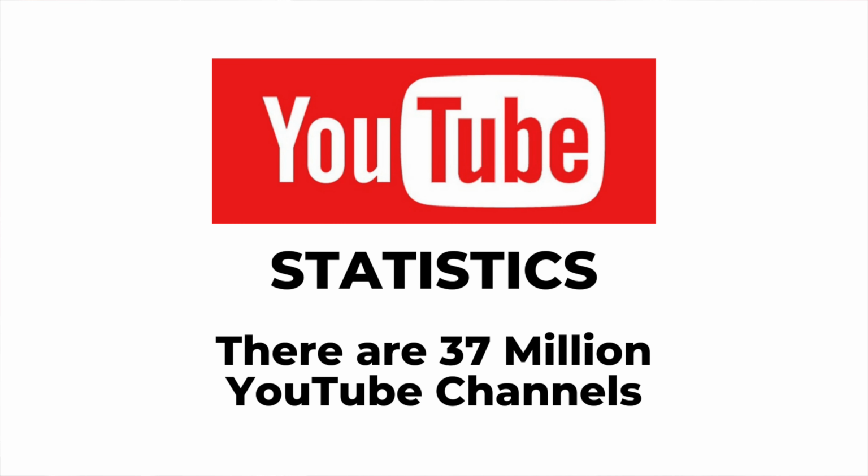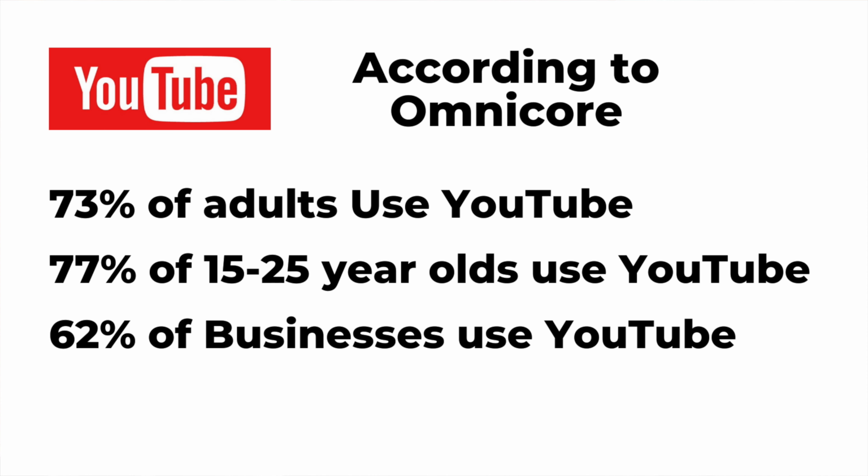And the reason you want to do that is because of these stats. One, there are 37 million YouTube channels. That's a lot. Also, according to Omnicore, 73% of adults use YouTube, 77% of 15 to 25-year-olds use YouTube, and 62% of businesses use YouTube. So there's a lot of people that you want to reach, and the more organized your channel is, the easier it's going to be for people who find you to understand what it is that you do.